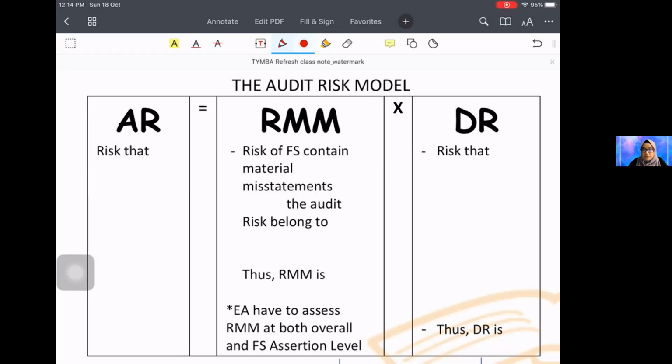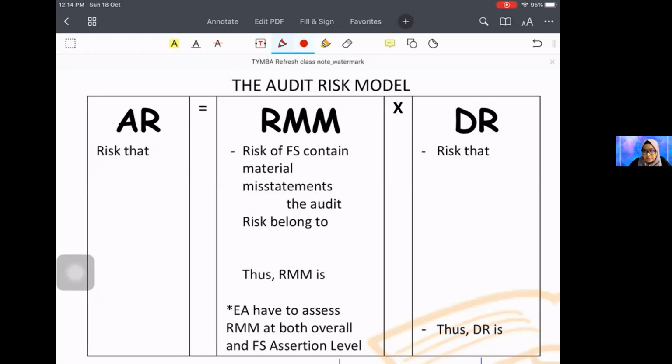Okay. So this equation, AR equals RMM times DR, would not be a favorite question in Section B. In Section B you have to write 70 marks, and then you have Section A, MCQ or OTQ, for 30 marks. So this equation would probably come out in your OTQ Section A. The questions that can be asked in the OTQ section are to define or choose the best explanation for audit risk, and then from the options available, choose which one is risk of material misstatement and which one is detection risk. So this model or equation would probably come out for your Section A rather than Section B.